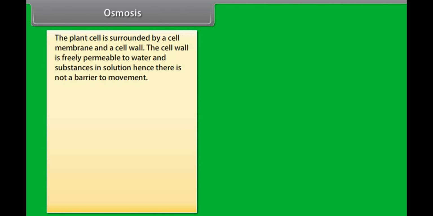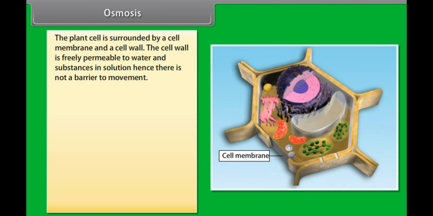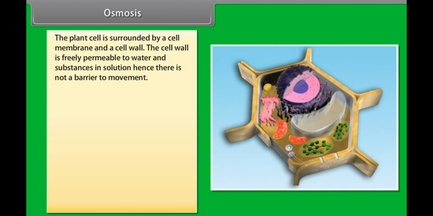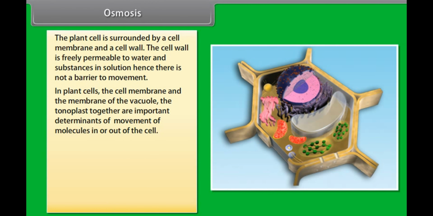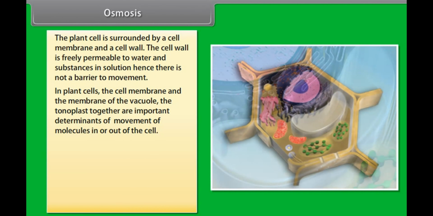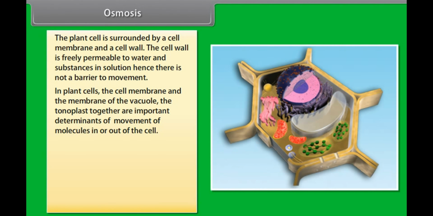Osmosis. The plant cell is surrounded by a cell membrane and a cell wall. The cell wall is freely permeable to water and substances in solution, hence it is not a barrier to movement. In plant cells, the cell membrane and the membrane of the vacuole, the tonoplast, together are important determinants of movement of molecules in or out of the cell.